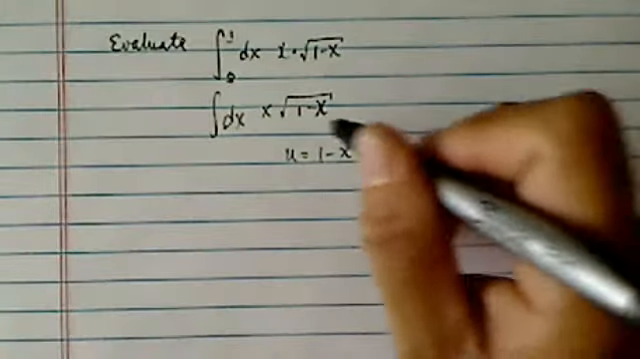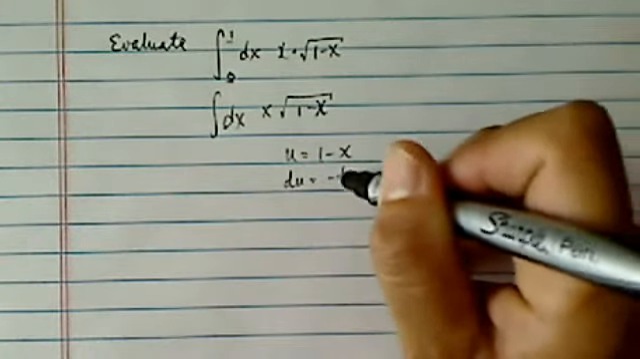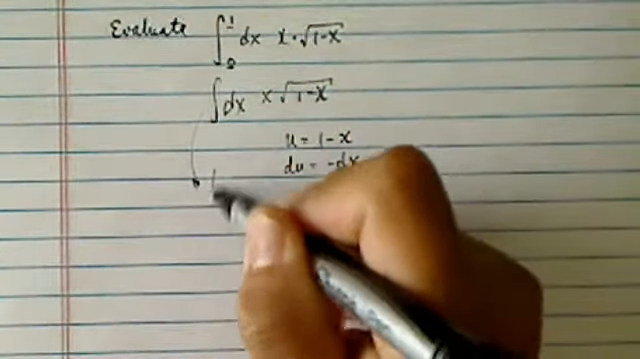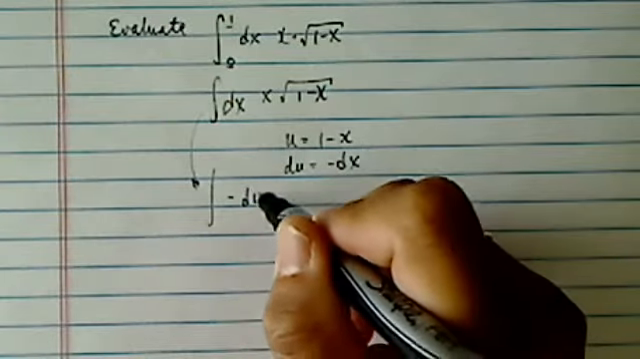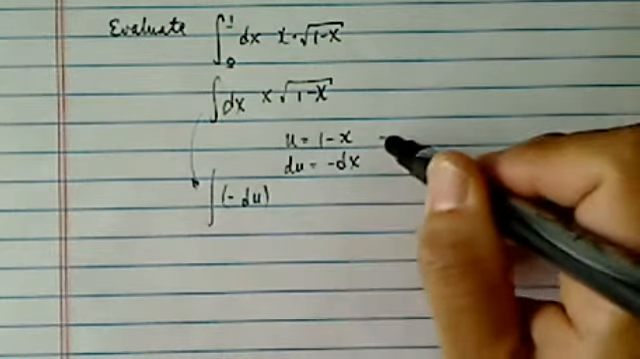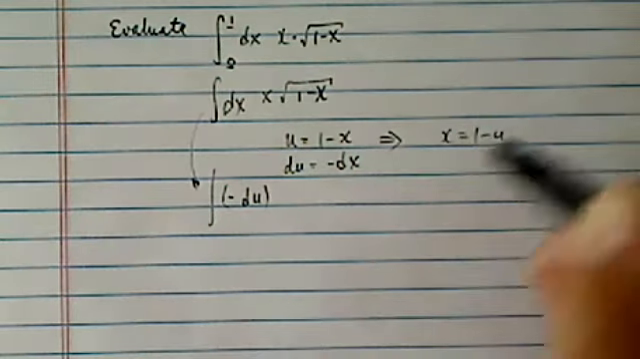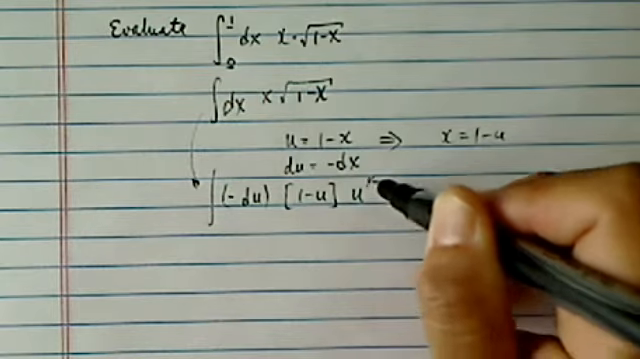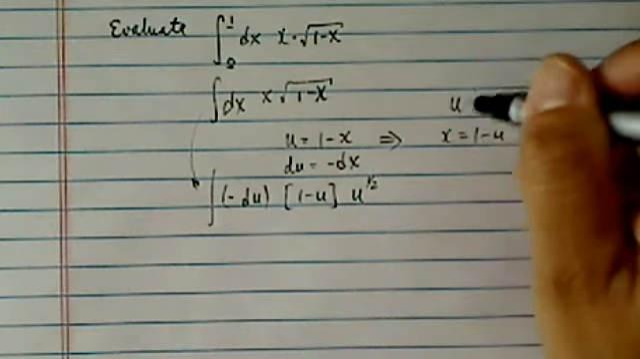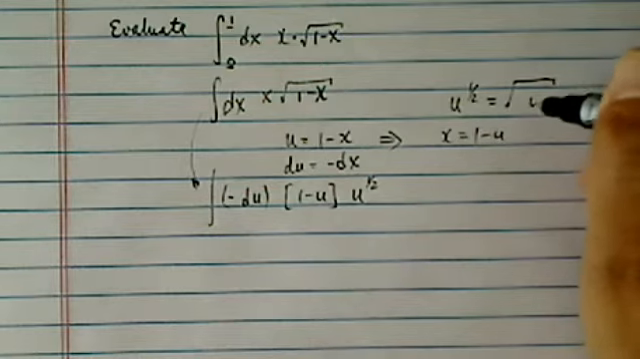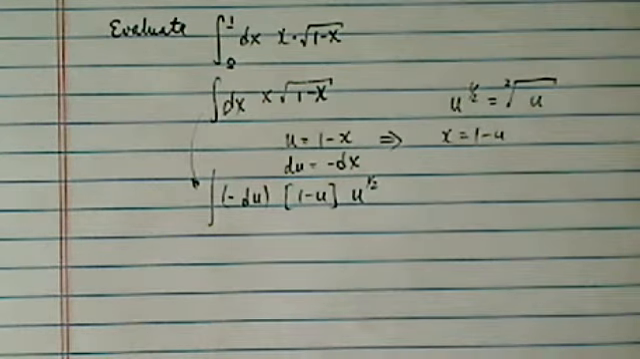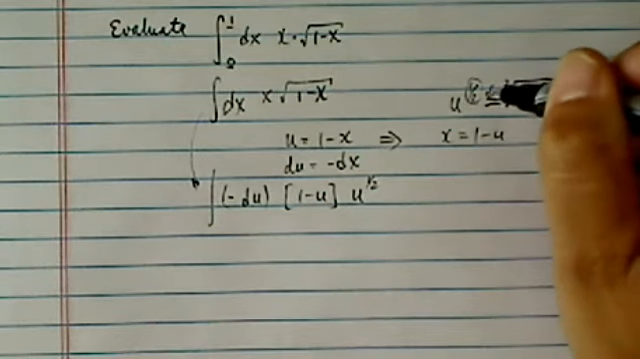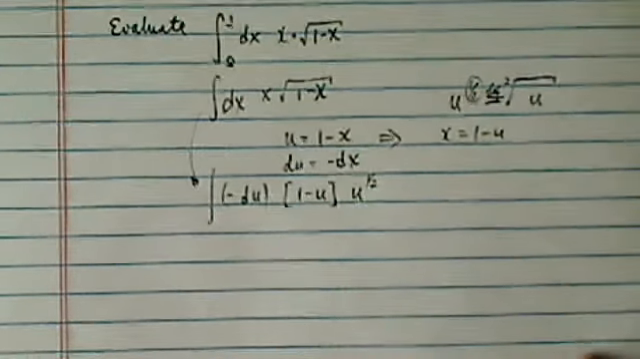u equals y minus x, then du is equal to minus dx. So what I have over here then is minus du for the first one, then x becomes y minus u, and then times u to the half. Now remember, by definition, u to the half is equal to the square root of u. Someone literally made this one up, so a fraction is by definition how we do the roots.